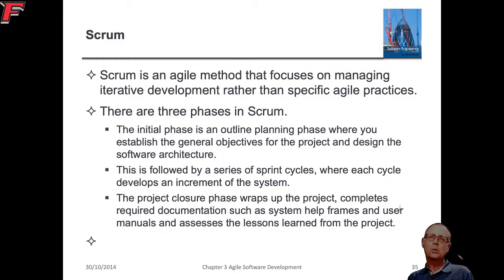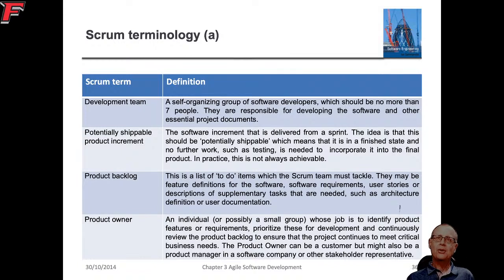There is an Agile method called Scrum, and there are 3 phases: outline planning, a series of sprints, and then closure. Right. In Scrum, there's a development team, usually no more than 7 people. The idea is that at the end of every increment, you should have a potentially shippable product. There is a product backlog, which is the list of things you need to do before you're done. And there's the product owner, who is in charge of deciding what goes in the product backlog and the priority of those items.